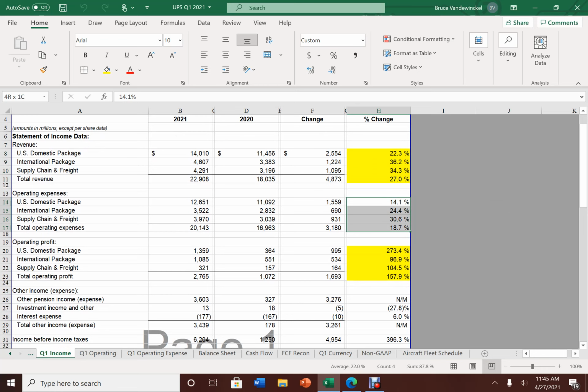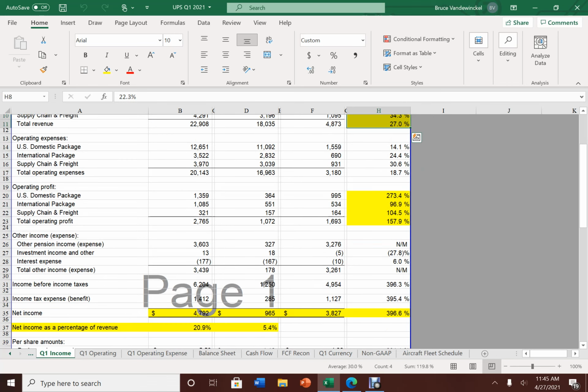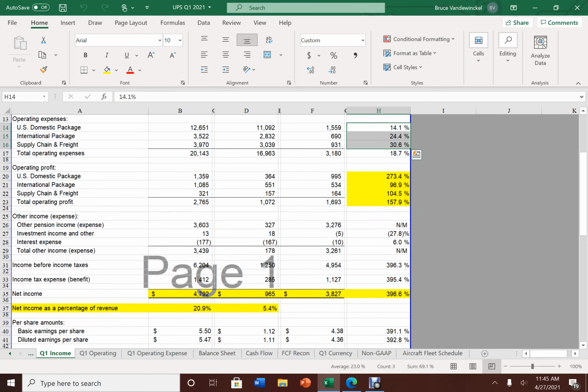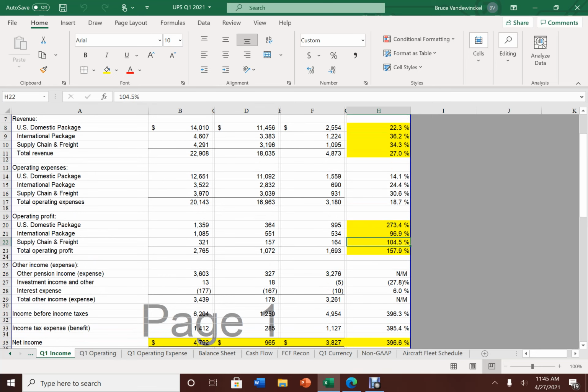If you notice here, a lot of operating expense, they have a massive increase in operational expense too. I mean, this is not a surprise. Whenever you see a big jump in revenue for UPS, expect the operating expense to jump up even higher. And if you look at operating profit, this is the most impressive part.